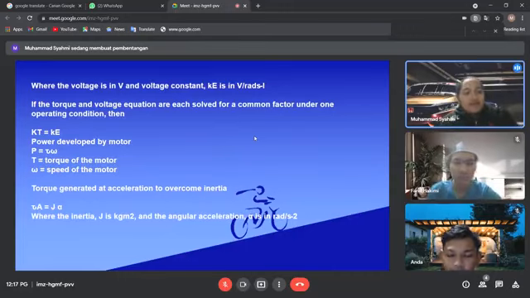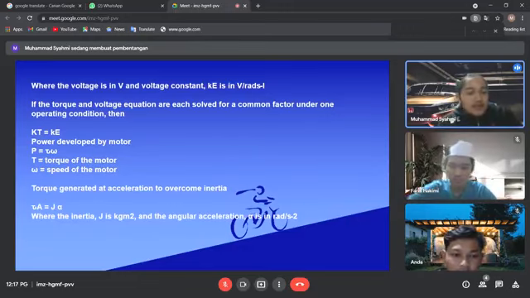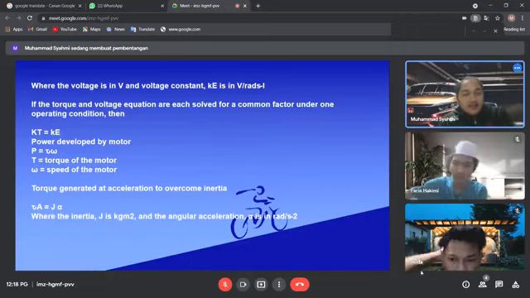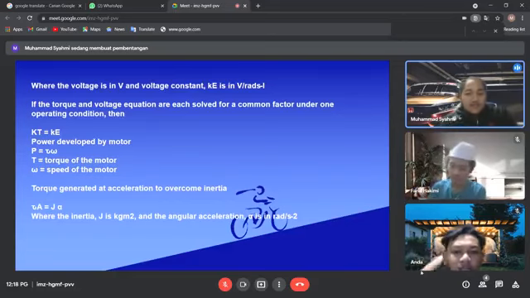Power developed by motor, P equals T omega, T for torque of motor, omega for speed of motor. Torque generates acceleration to overcome inertia. T equals J alpha, where the inertia J is in kg meter squared and the angular acceleration alpha is in radians per second squared.